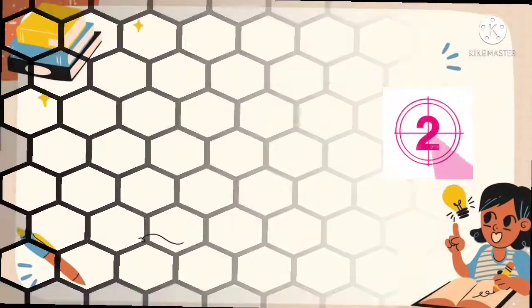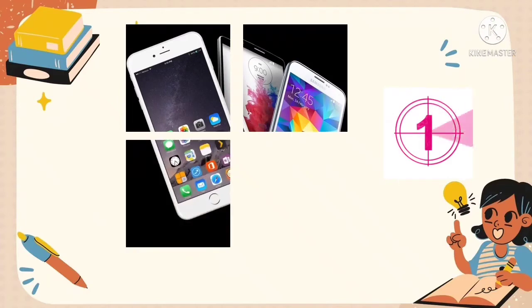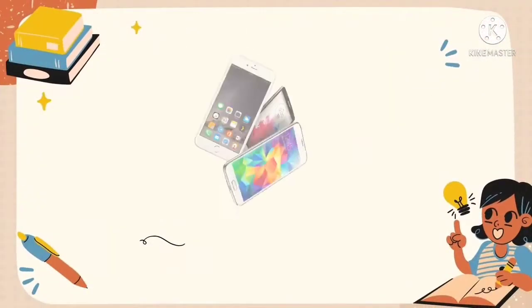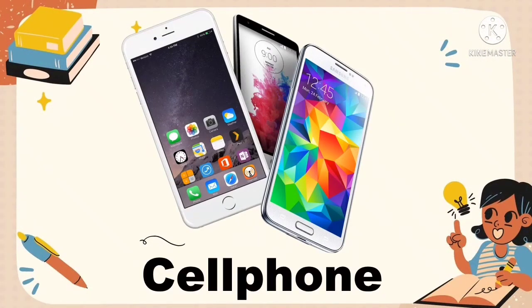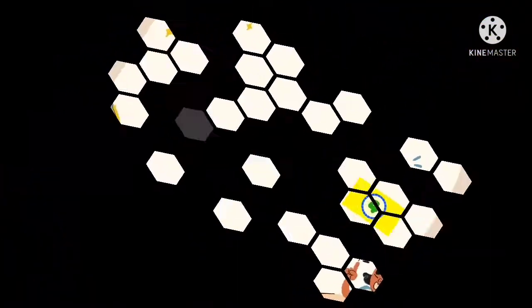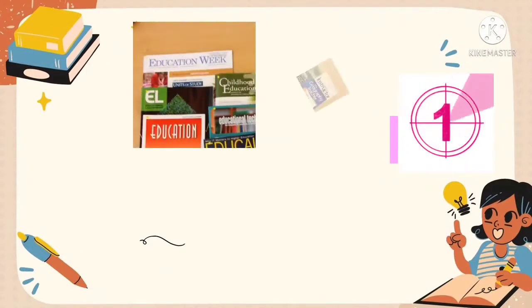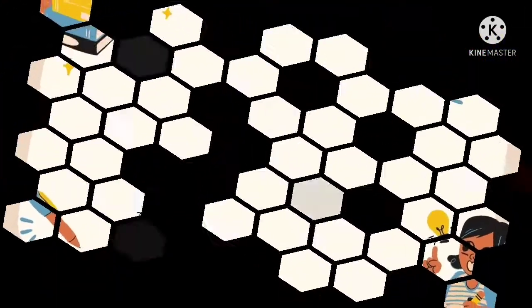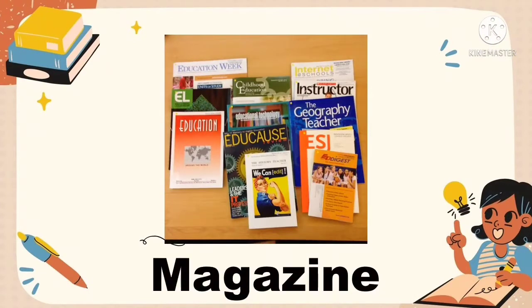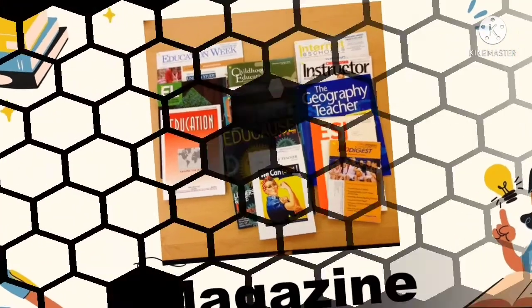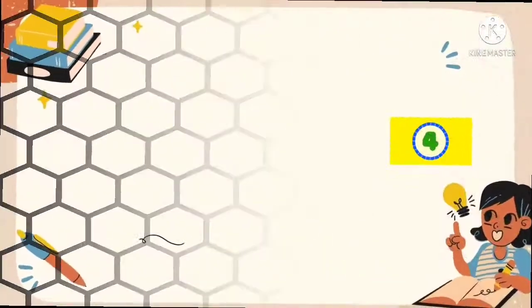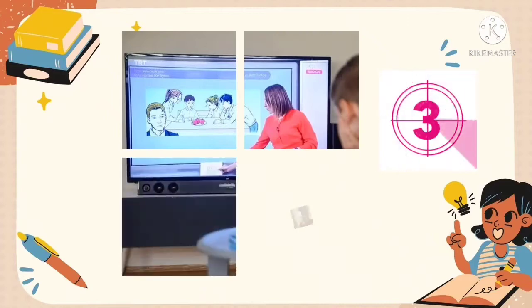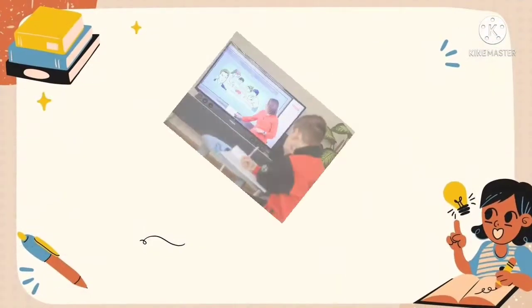Number 2. The correct answer is cell phone. Number 3. The correct answer is magazine. Number 4. The correct answer is television.